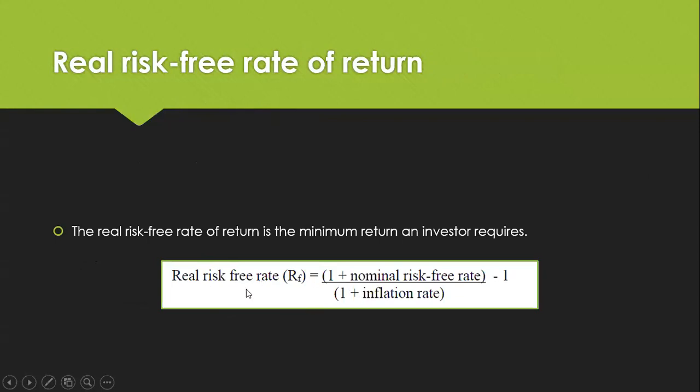The formula is this. Real risk-free rate is equal to 1 plus nominal risk-free rate over 1 plus inflation rate, minus 1. This minus 1 shall be deducted after this one. It does not appear in the numerator; it is separate. So first, divide 1 plus nominal risk-free rate over 1 plus inflation rate. After you get the answer for that, then minus 1. That's how you compute for real risk-free rate.